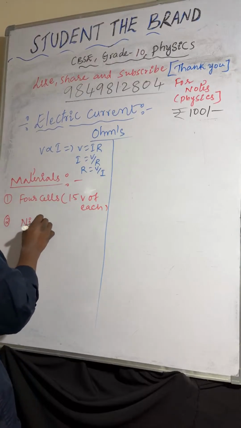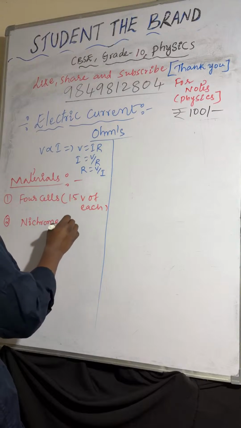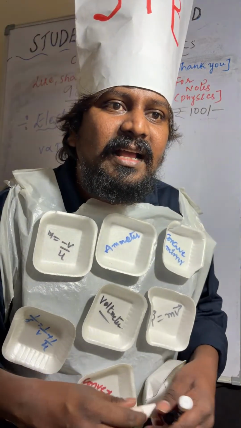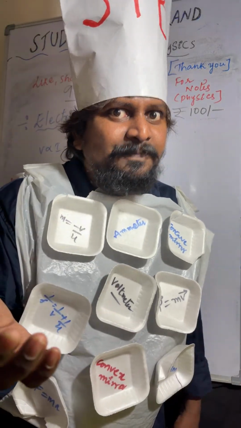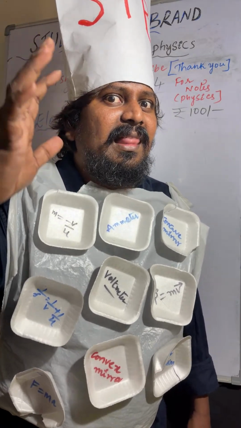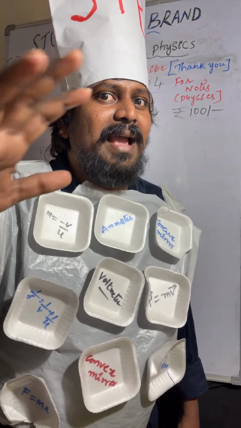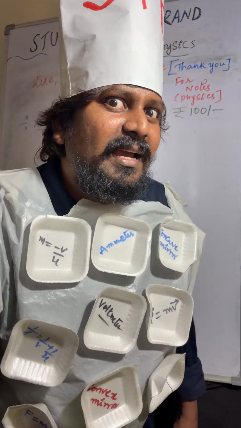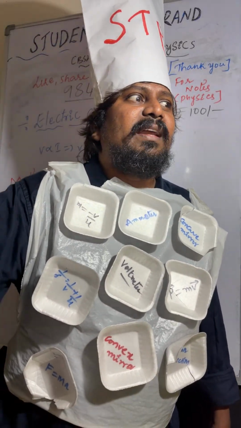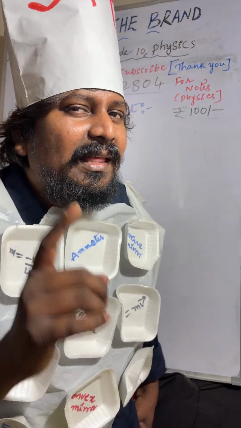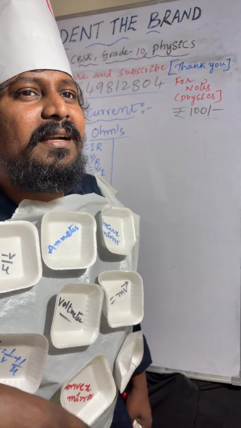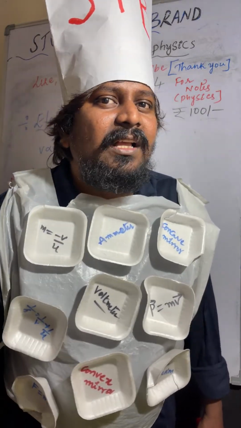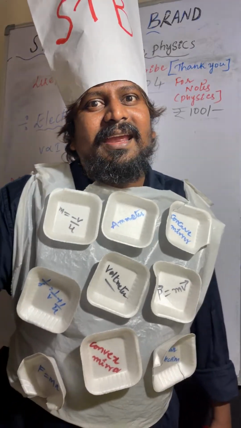Second one, nichrome. Nichrome is an alloy of nickel, chromium, manganese and iron metals. Do you know nichrome? What are the materials required to do the activity? 4 cells of 1.5 volts each.